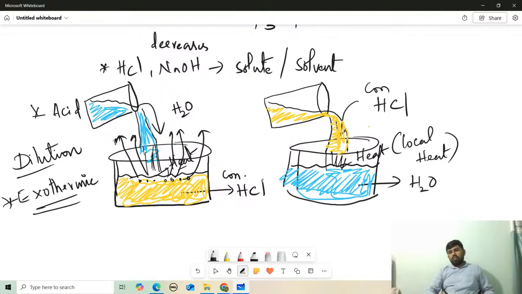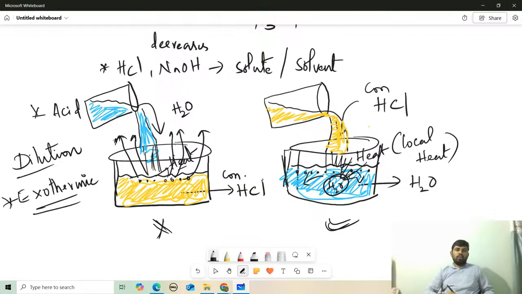Now in this case, when we are adding the acid to the water, heat is also going to be produced. But here there are some heat absorbers. Which are the heat absorbers? Nothing but H2O molecules. H2O molecules will absorb heat, and that will be transferred to the next molecule of water. That way, these water molecules are going to absorb the heat. That's why this is the correct method, and this is the wrong method.